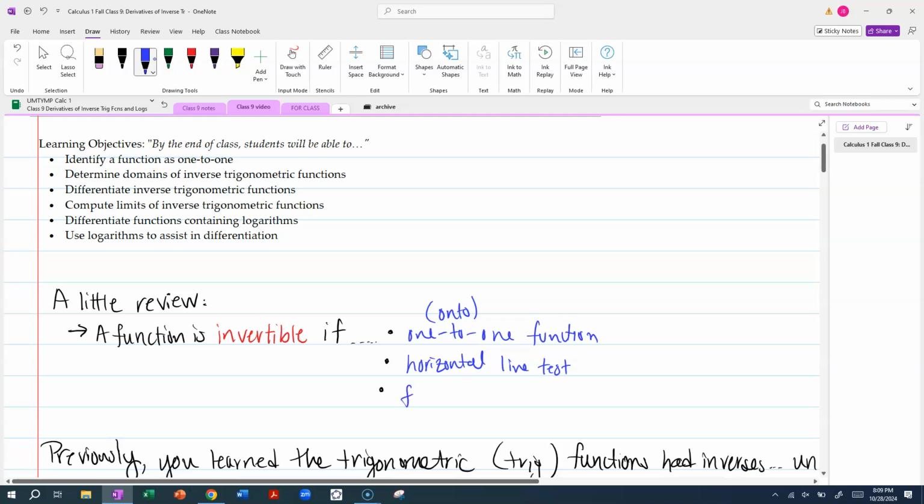And then the other piece is that we know that the inverse exists. What that means is that if we look at f of f inverse of x, that is equal to x, and that's also equal to f inverse of f of x. Those three conditions have to all be met if we know a function is invertible.